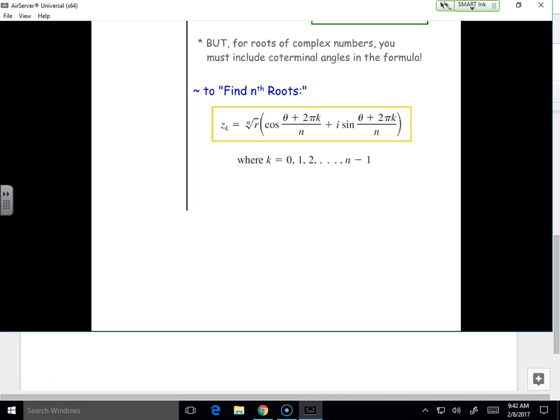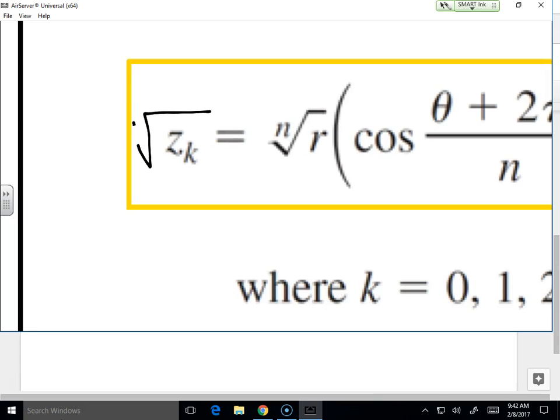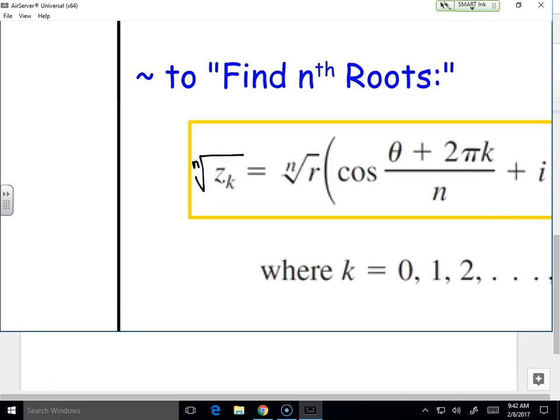Now hold on, I need you guys to add something because there's something missing. I'm going to go right here. Don't worry, I'll zoom out. To find the nth root, which is the same thing as z. I think I just copied it wrong, like I cut it off.